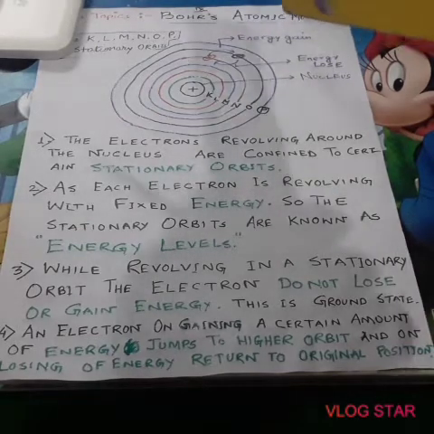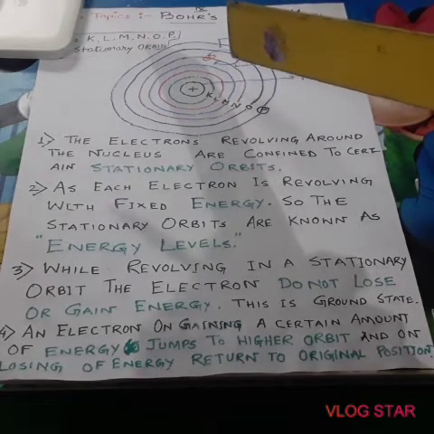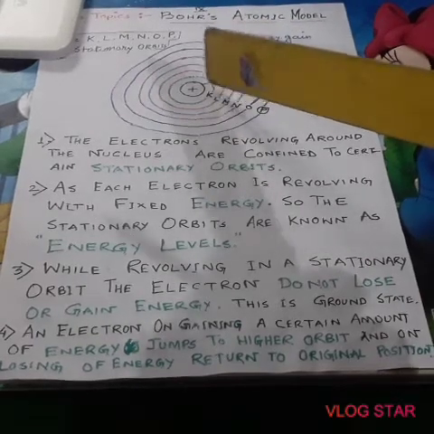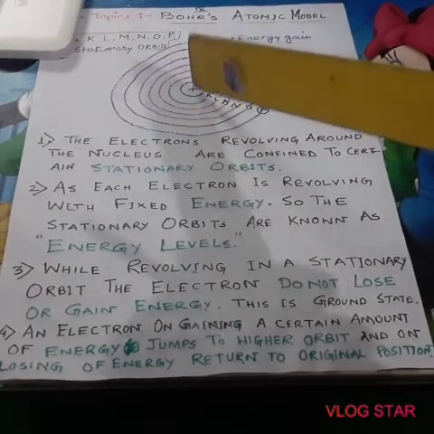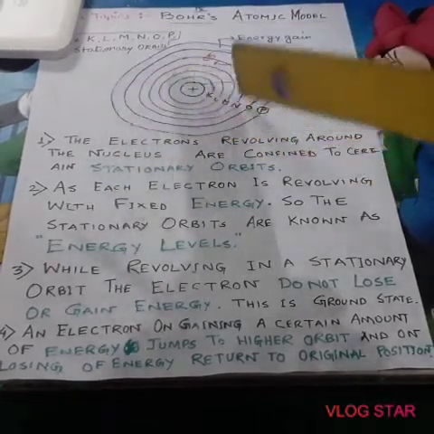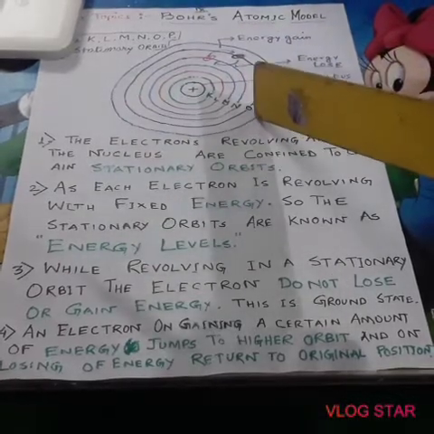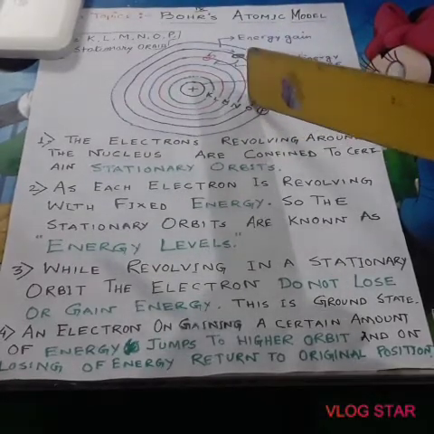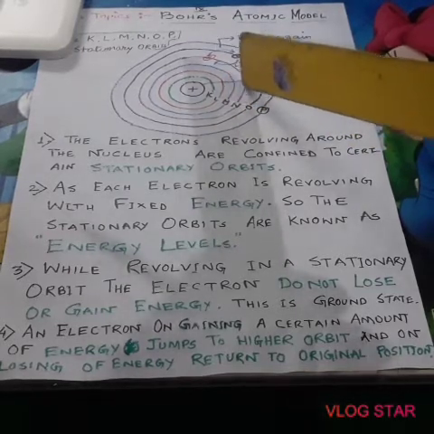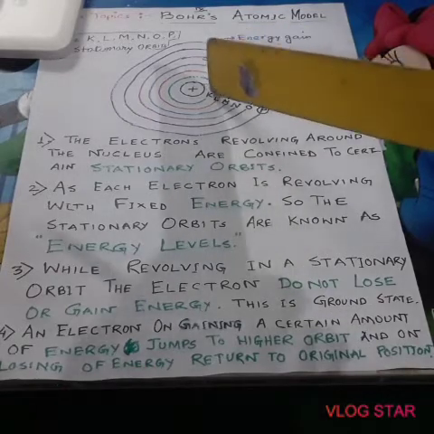Students, we all know, in the previous video I showed you that an atom has a central part called the nucleus, and around the nucleus electrons are revolving. Here in the diagram, the different colored circular rings denote the orbits of different electrons.